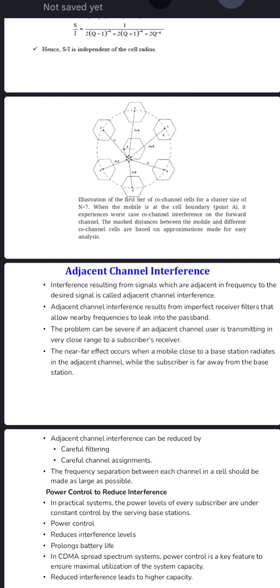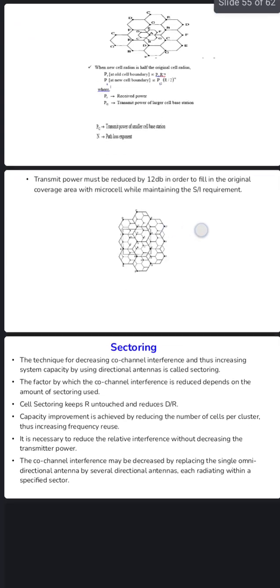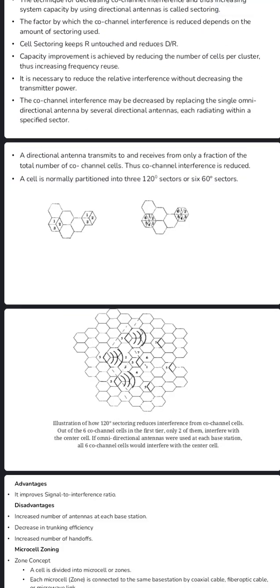So finally, you can define interference as the unwanted signal that degrades communication quality, while system capacity is the maximum number of users or calls a cellular network can support simultaneously. Proper frequency planning and interference management improve both communication quality and network capacity.